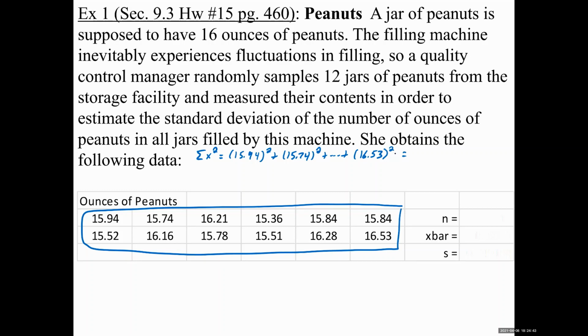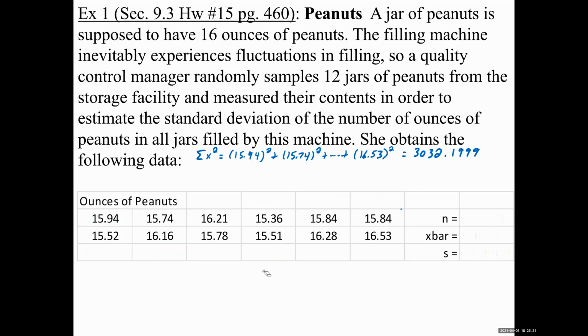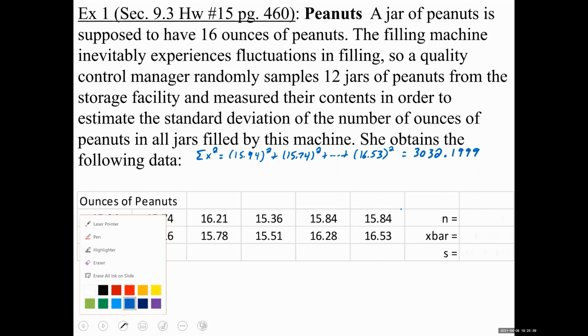You should be doing that on your calculator as well to double check my answer, but give me a minute here. Okay, the answer I'm getting for this is 3032.1999. If you got that, you're in good shape. If not, do it over and over and make sure you're able to get it. If you don't understand how to do it, ask me.